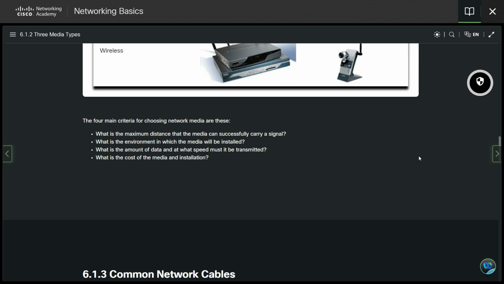The four main criteria for choosing network media are these. What is the maximum distance that the media can successfully carry a signal? What is the environment in which the media will be installed? What is the amount of data and at what speed must it be transmitted? What is the cost of the media and installation?